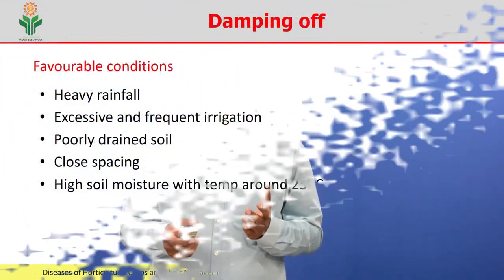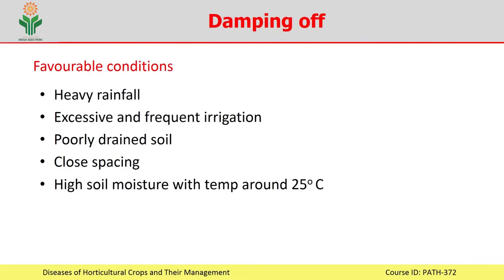The high soil moisture conditions may be created in the nursery beds because of heavy rainfall, uncontrolled irrigation, or the use of a high seed rate. That is, a high seed rate leads to the production of a large number of seedlings, which are lanky in their growth, and which leads to high moisture conditions in the seedling canopy, which is conducive for the development of the disease.